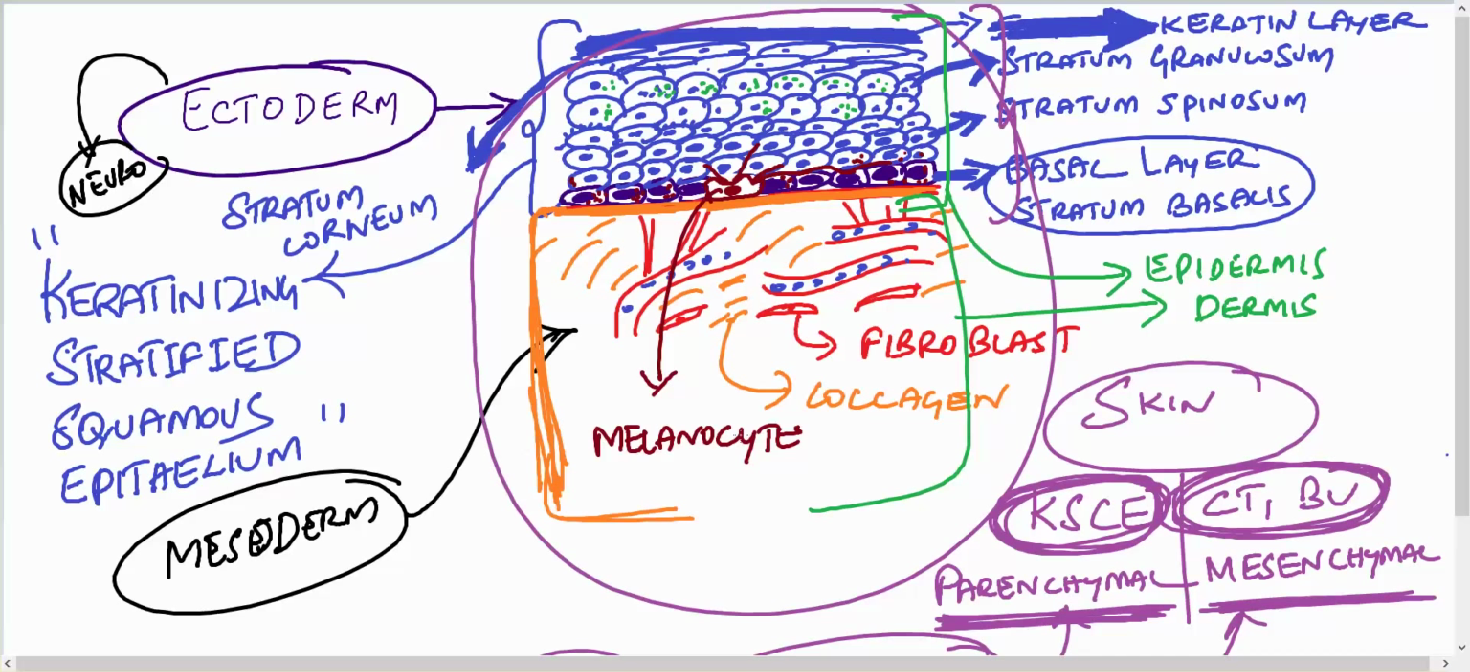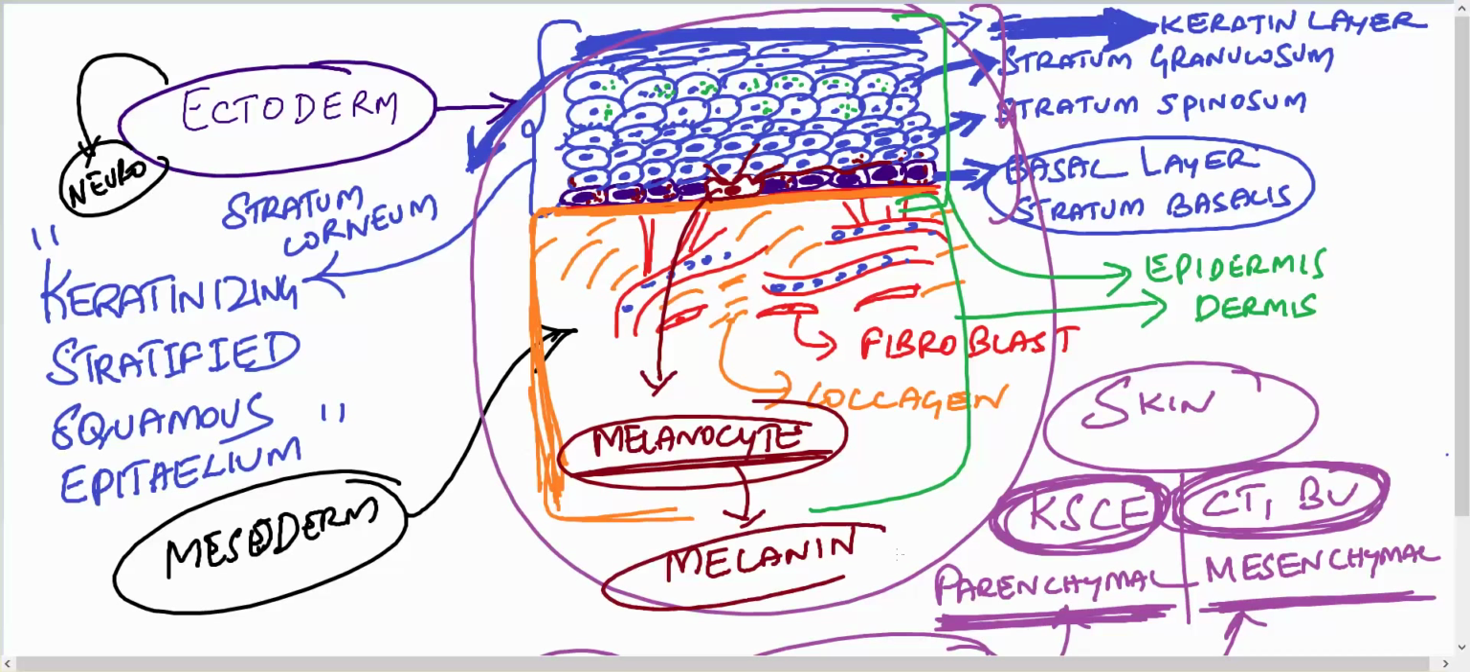So the color comes actually from the melanocyte, and the melanocyte takes this color and gives it to the other cells. The pigment which is produced by the melanocyte is called melanin. This colored substance gives us protection against the ultraviolet rays. Okay. So this is the basic structure.